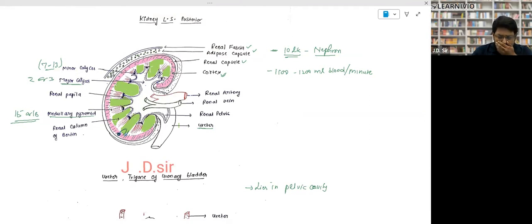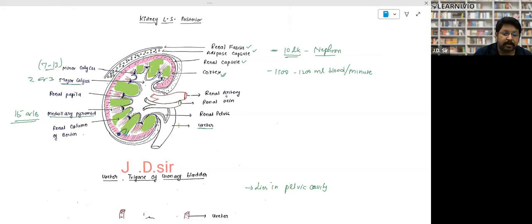And at the end of the minor calyces, there are certain hair-like structures. They are called medullary pyramids. So there are 15 to 16 medullary pyramids, right?